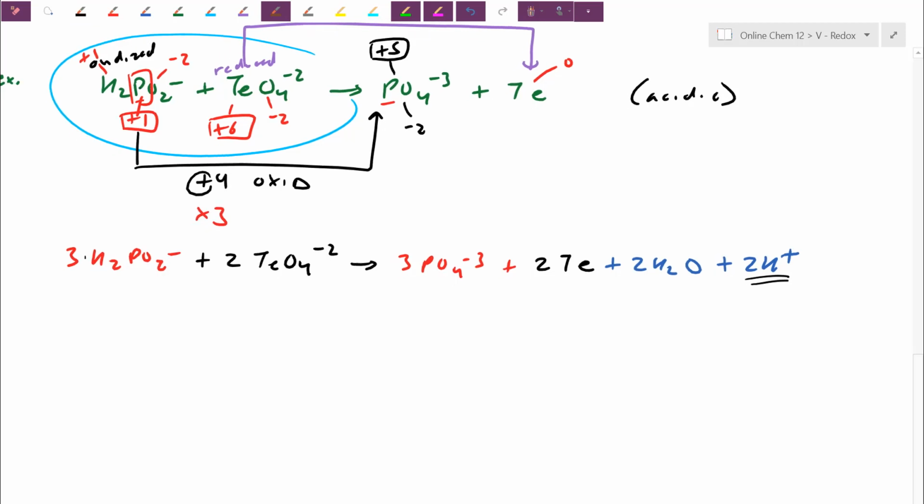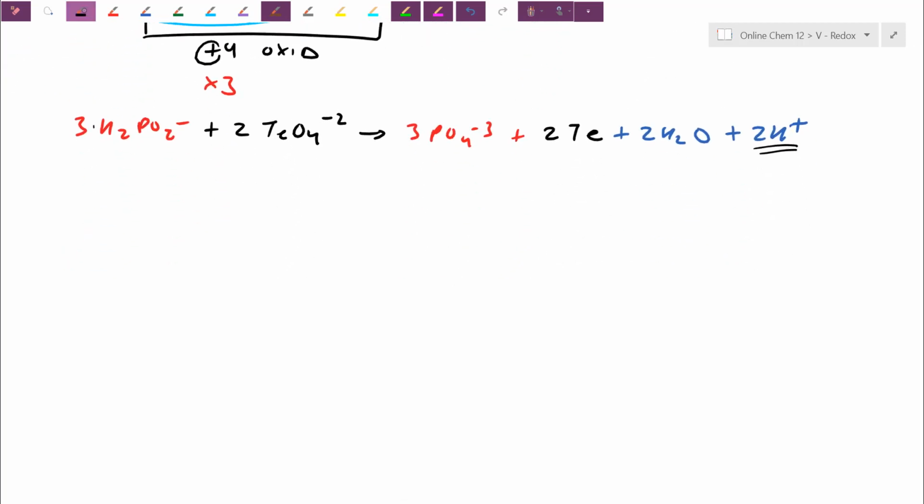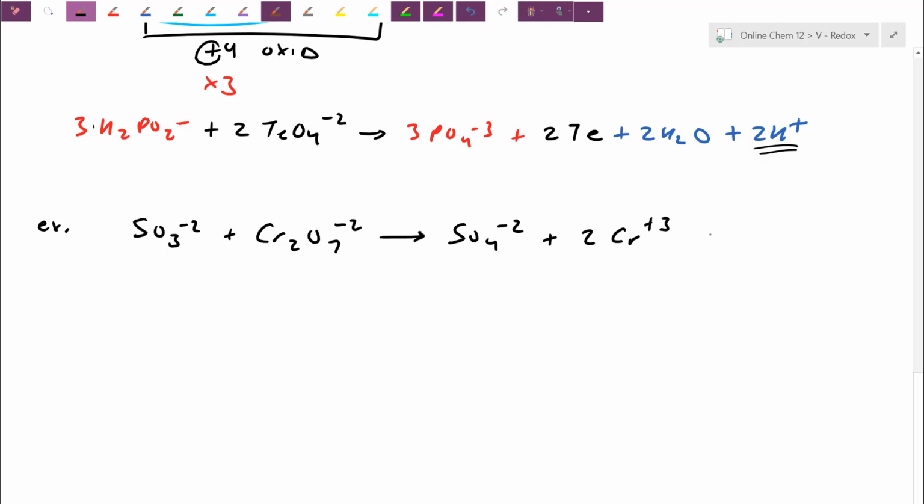Okay. I'm going to give you another example here. Let's do SO3 minus 2. Cr2O7 minus 2 ends up becoming SO4 minus 2 and 2 Cr plus 3. Sure, we'll do this one here again in basic, just in case we need to do that one added step at the really end. Okay.